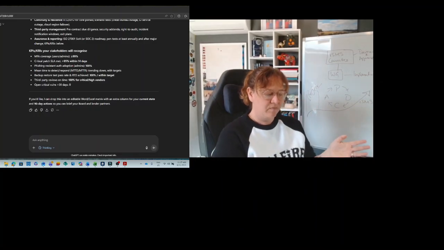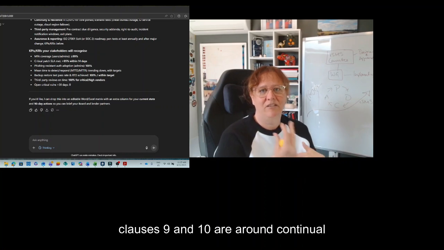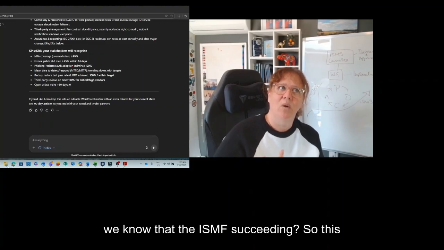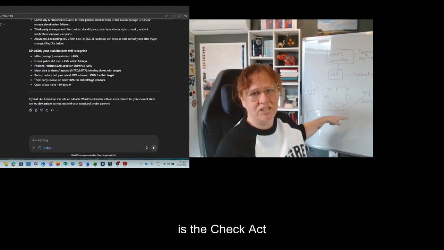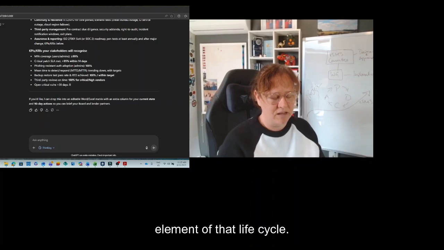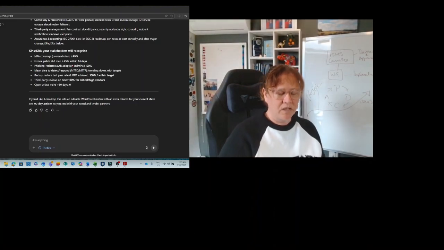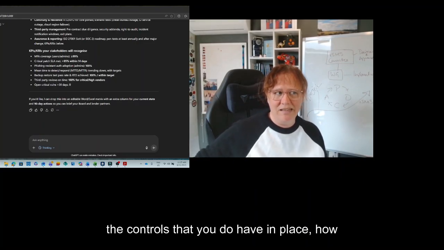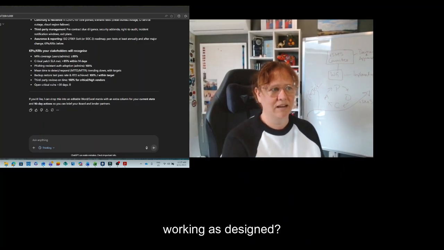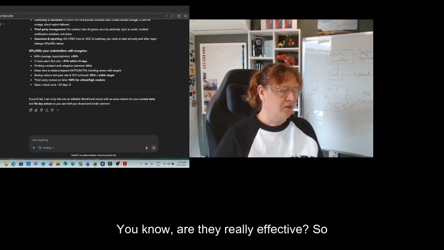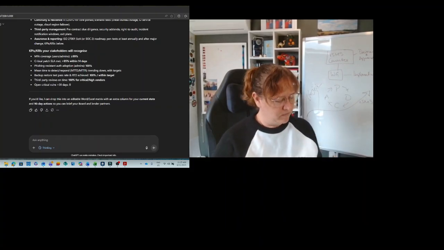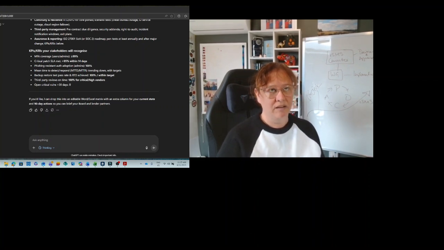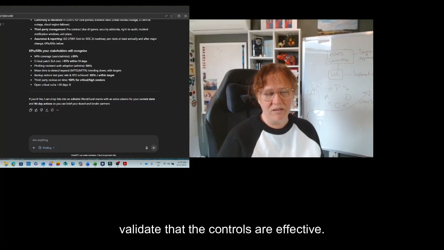Lastly, clauses 9 and 10 are around continual improvement. How do we monitor and measure? How do we know that the ISMS is succeeding? This is the check and act element of that life cycle. Based on the gap assessment that you do at the very beginning and the controls that you do have in place, how confident are you that they're actually working as designed? Are they really effective? It's good to define some of the key metrics that you look at to prove and validate that the controls are effective.